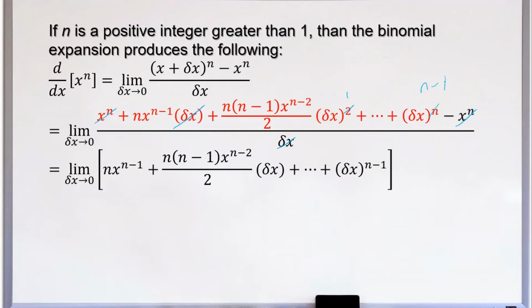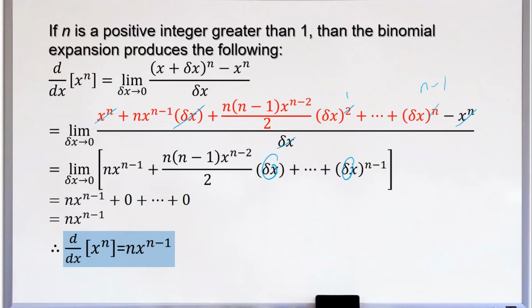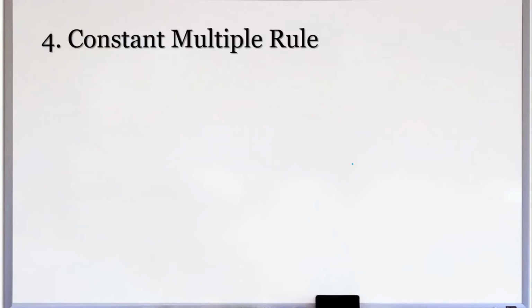Okay, since we take the limit of Δx approaching 0, Δx, the whole thing here, will be 0. This thing also 0. 0 times any fraction is still 0, and 0 to any power is still 0. Therefore, we will have n xⁿ⁻¹ plus 0 plus 0 plus 0 plus 0 plus 0. So it's just n xⁿ⁻¹. So this is our power rule, where the derivative of xⁿ equals n times xⁿ⁻¹.